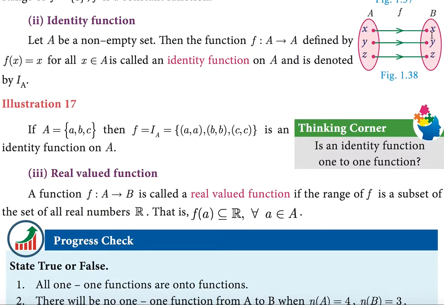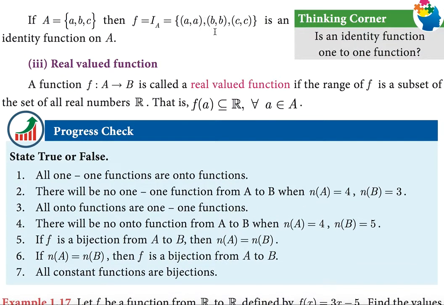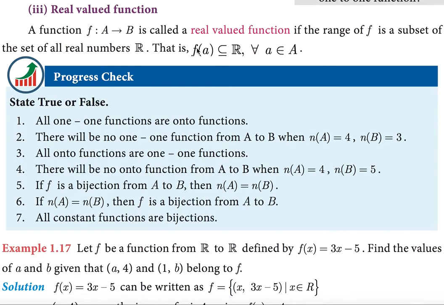That means both sets are the same, and every element maps to the corresponding element only: x to x, y to y, z to z. If A equals {a, b, c}, then I_A equals {(a, a), (b, b), (c, c)}, which is an identity function on A. Real valued function. A function f from A to B is called a real valued function if the range of f is a subset of the set of all real numbers R. That is, f of A is a subset of R.